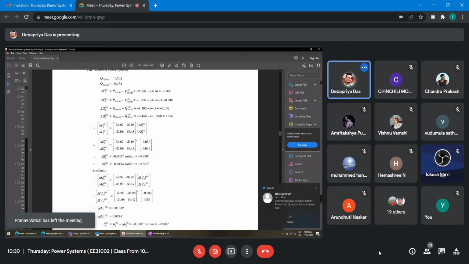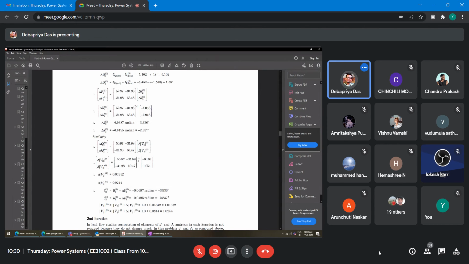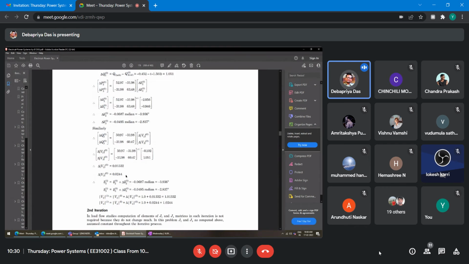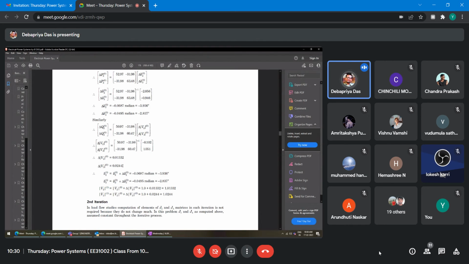This is the inverse of the 2 by 2 matrix; in a calculator you can easily get it. This inverse multiplied by delta P2 0, which is this much, and delta P3 0, which is this much, gives your delta 2 0 and delta 3 0 in radians. Similarly, with delta Q2 0 and delta Q3 0, this is the J4 matrix, and this gives delta V2 0 and delta V3 0. Therefore the voltage magnitude corrections delta V2 and delta V3 are this much.